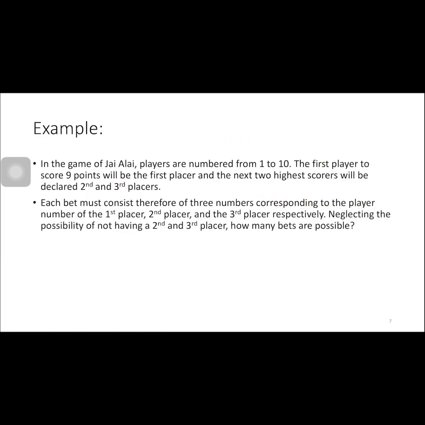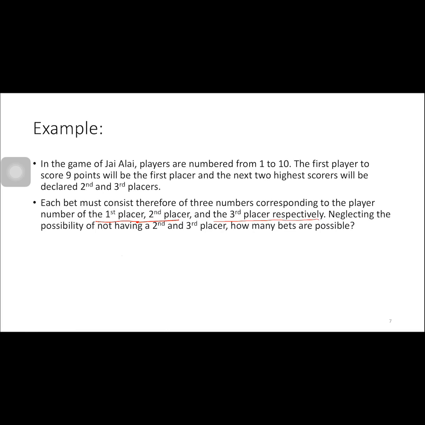For our example, in a game of hi-alai, players are numbered from 1 to 10. The first player to score 9 points will be the first placer, and the next two highest scorers will be declared second and third placers. Each bet must consist of 3 numbers corresponding to the player number of the first placer, second placer, and third placer respectively. Neglecting the possibility of not having second and third placers, how many bets are possible?